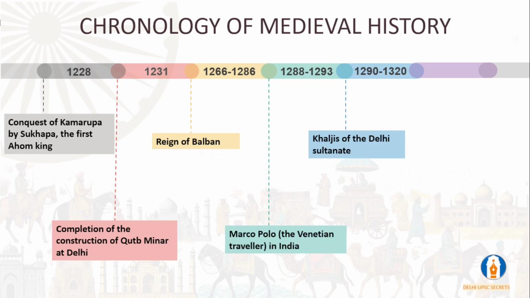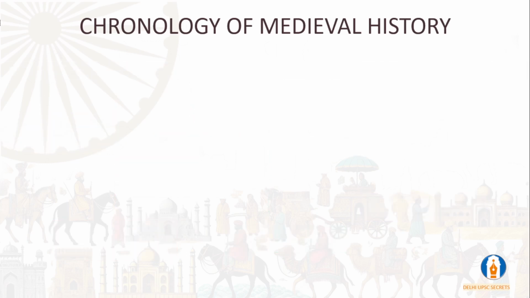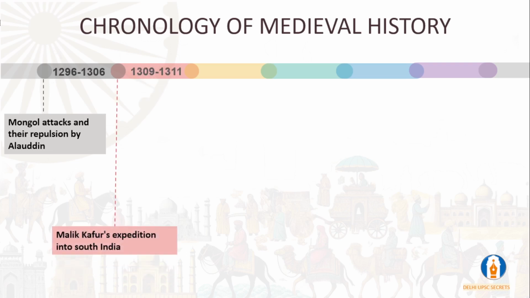So the Khilji dynasty ruled between 1290 and 1320 AD. Then 1296 to 1316 is the period when Mongols started attacking, and their repulsion happens by Alauddin Khilji. Then 1296 to 1306, Mongol attacks happen in a vigorous manner, and 1309 to 1311 is the period when the Malik Kafur expedition happens to southern India. Then 1320 to 1414 is the period when the Tughlaqs of Delhi started ruling. We have Ghiyasuddin Tughlaq, the founder of this dynasty. He waged wars in Bengal and the Deccan.